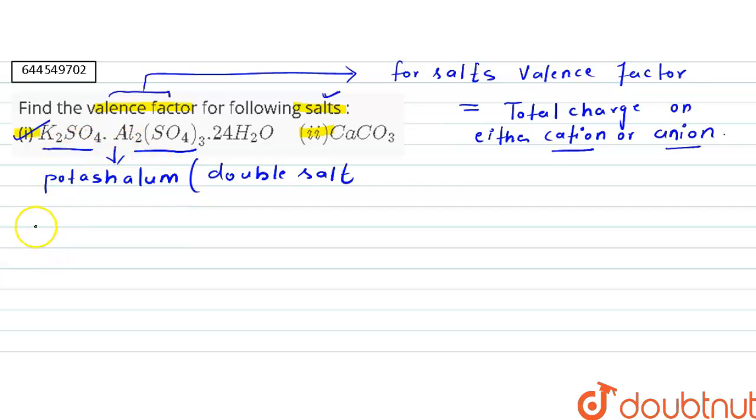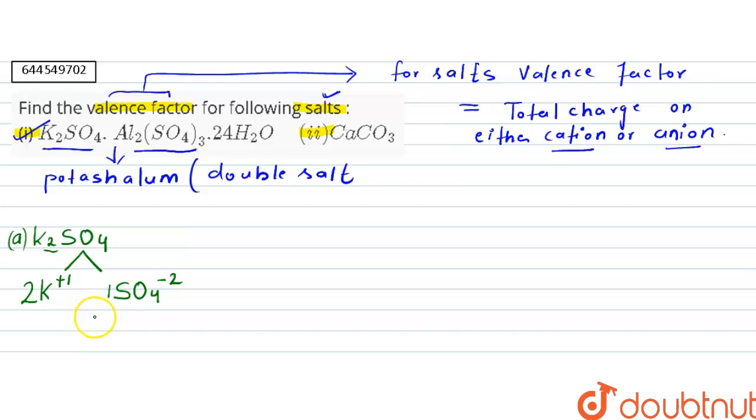So first we will write here part A, potassium sulfate. Now we will break the potassium sulfate into its ionic form. We know that potassium has +1 charge and sulfate has -2 charge. And now we will write the number of moles. Here 2 moles of potassium are present, so we will write 2 potassium and 1 sulfate.